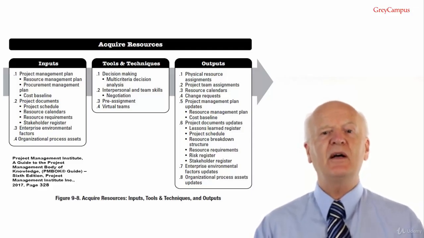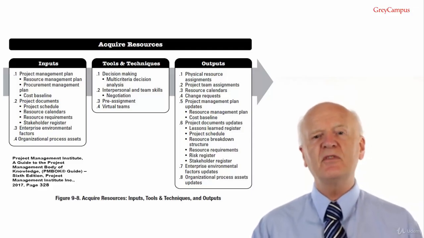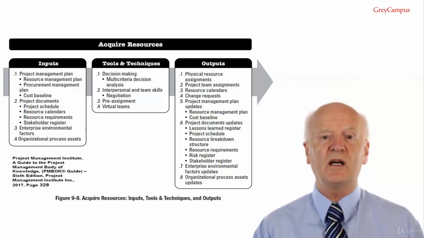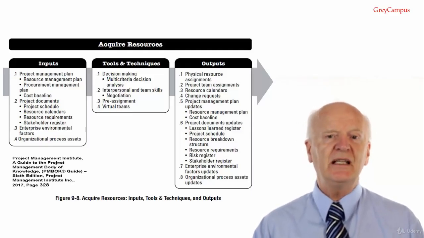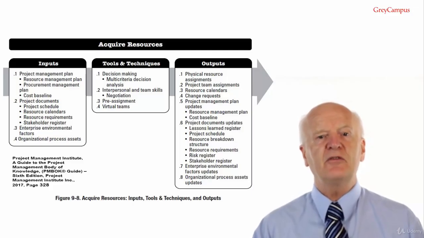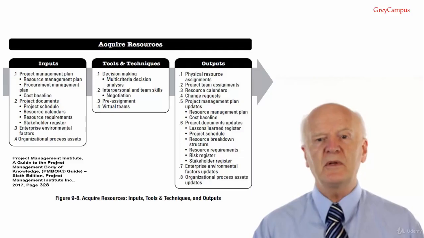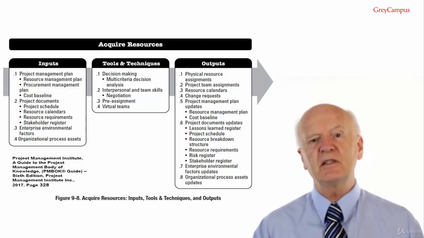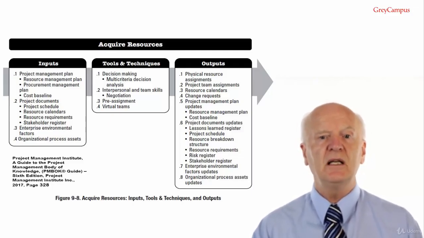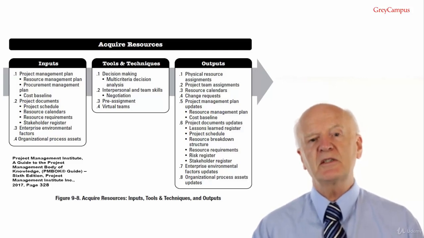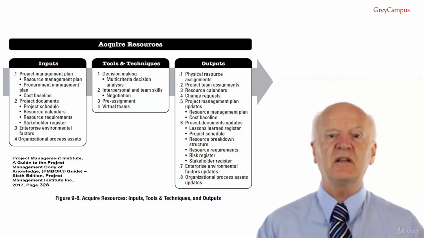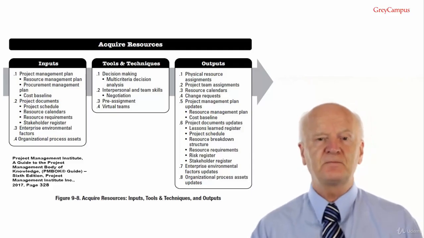Input number 3, enterprise environmental factors. The enterprise environmental factors that can influence the acquire resources process include existing information on organisational resources, including availability, competence levels and prior experience for team resources and resource costs, marketplace conditions, organisational structure and geographic locations.